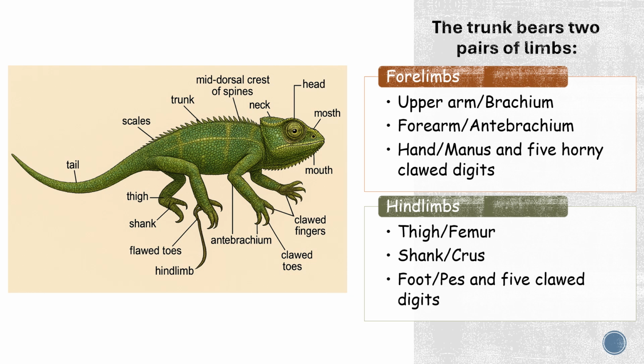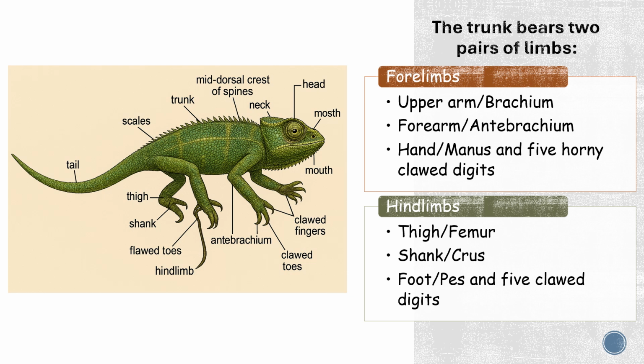We can evenly see that the trunk has two pairs of limbs, that is the forelimbs and hind limbs. The forelimbs have three parts: the upper arm or brachium, followed by the forearm or antebrachium, and the last part is the hand or manus, to which the five horny clawed digits are attached.